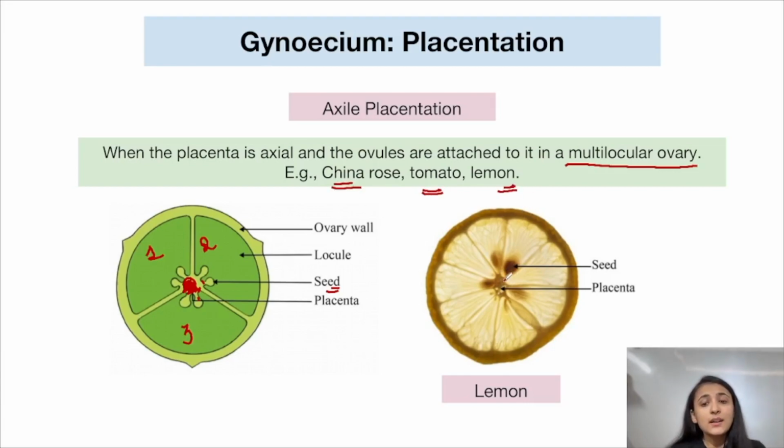And this attachment to placenta, why is it necessary? Because the ovule derives nutrition from the parent tissue via this structure. Placenta is the connecting tissue between the future generation and the maternal generation. It is the connection between the parent and the offspring. That is how it will receive nutrition from the parent, through placenta, which is the connecting tissue between the two. So examples are China rose, tomato and lemon.